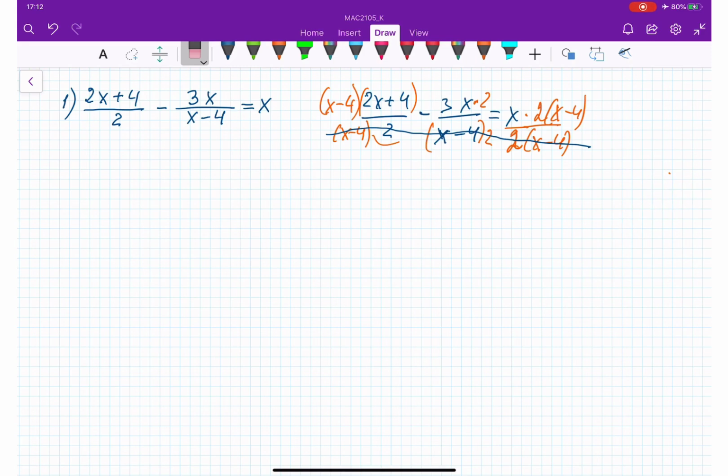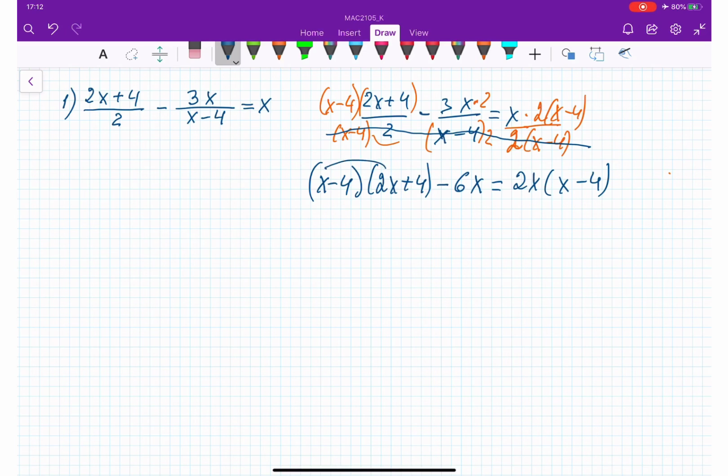And so what are we going to do? We're going to get (x - 4)(2x + 4), minus 3x times 2, which is 6x, is equal to x times 2(x - 4). Okay, let's multiply.